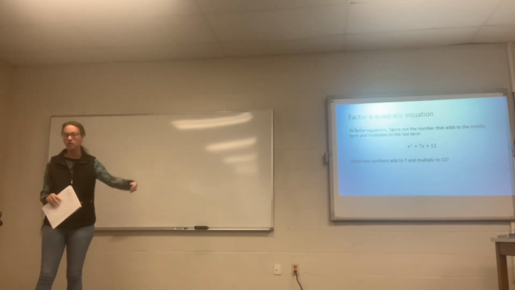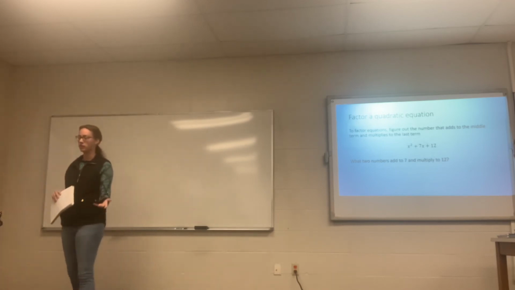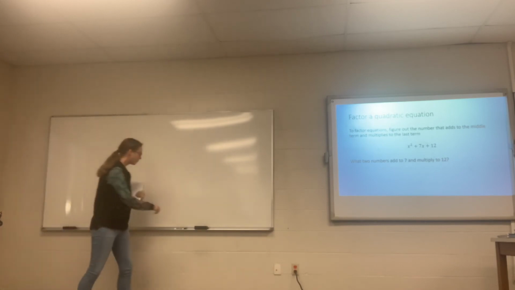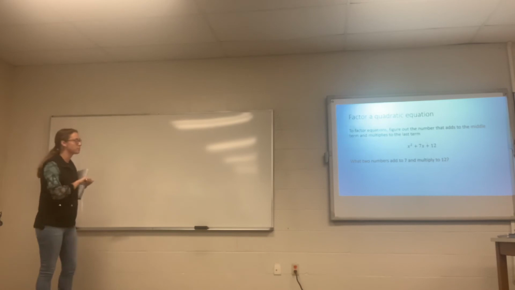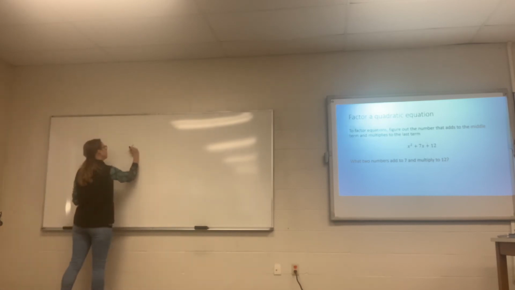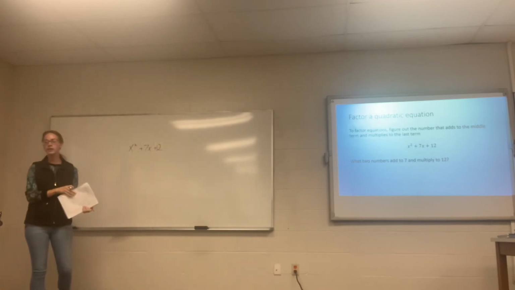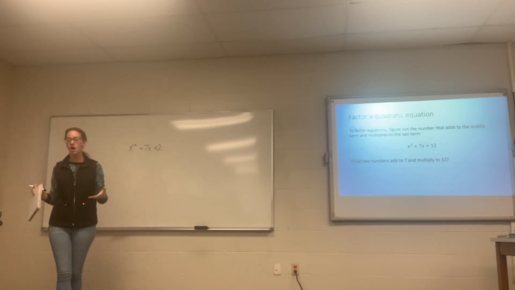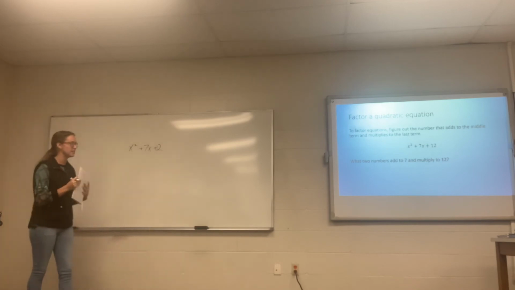So you guys should have done a little bit of factoring back in Algebra 1. So some of this should be a little bit of a review, but it's always good to just remind yourself how to factor. So for our first example, we have x squared plus 7x plus 12. So what I need to do is figure out what two numbers are going to multiply to give me 12, but add to give me 7.